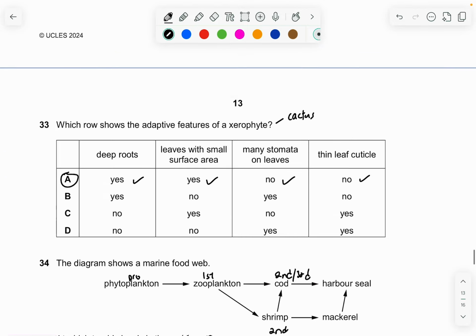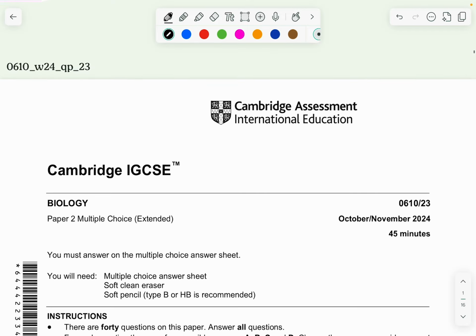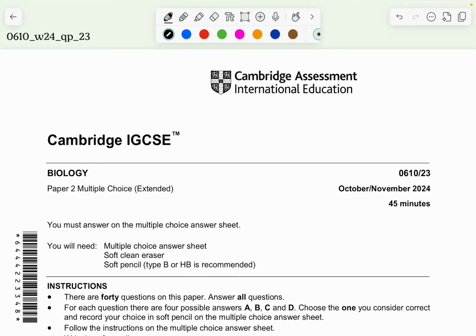Alright. Okay, so that's all for this paper. So slightly tricky, but not too on the far end, but we have to be very careful, especially the genetic questions.